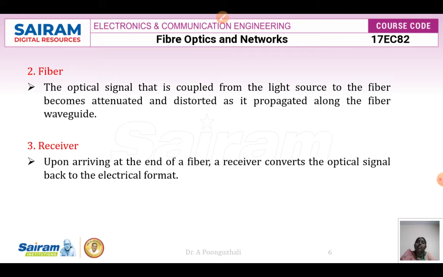Fiber. The optical signal that is coupled from the light source to the fiber becomes attenuated and distorted as it propagates along the fiber waveguide. So the optical signal can be attenuated or distorted when it propagates along the fiber. Upon receiving at the end of the fiber, the receiver has to convert the optical signal into the electrical signal.